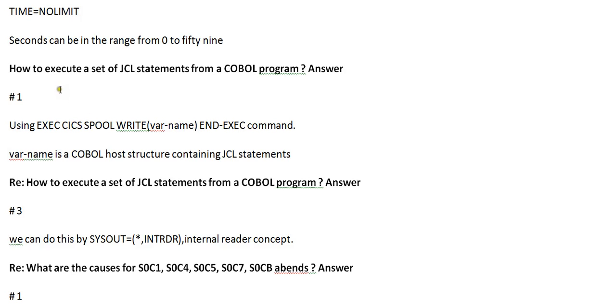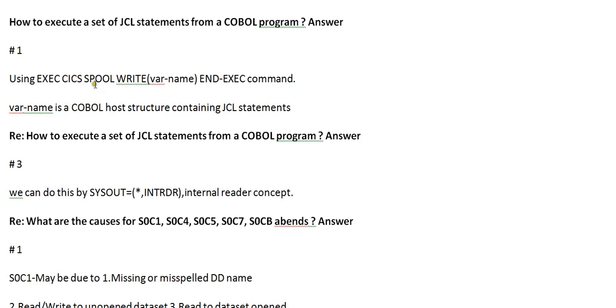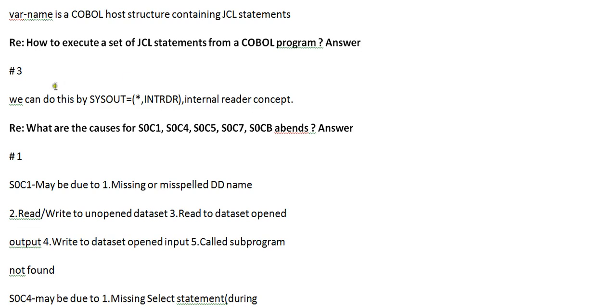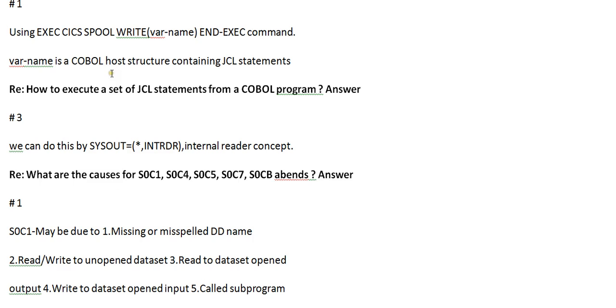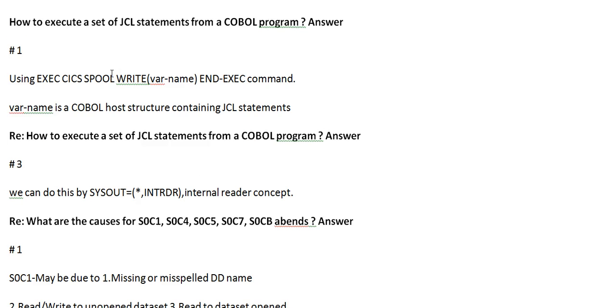The next important question: how to execute a set of JCL statements from a COBOL program. There are JCL statements which you want to execute through a COBOL program. The best answer would be using EXEC CICS SPOOLWRITE VAR(var-name) and END-EXEC command, where var-name is a COBOL host structure containing JCL statements. Another method is to use the SYSOUT=(*,INTRDR) internal reader concept. These are the two ways we can execute a set of JCL statements from a COBOL program.